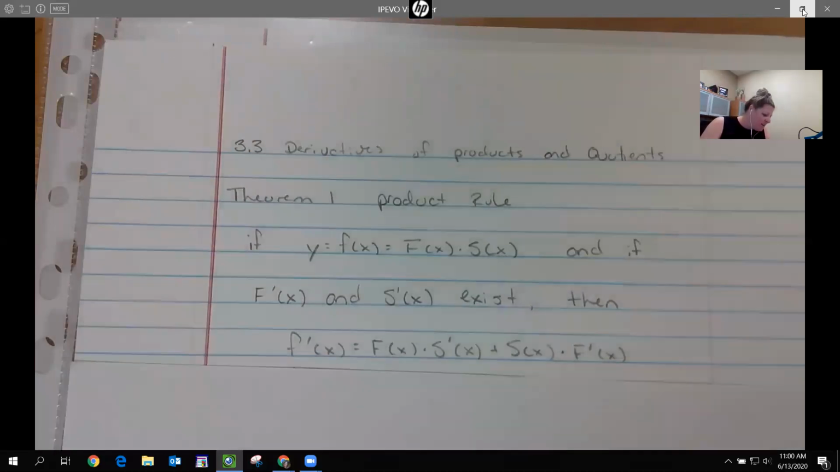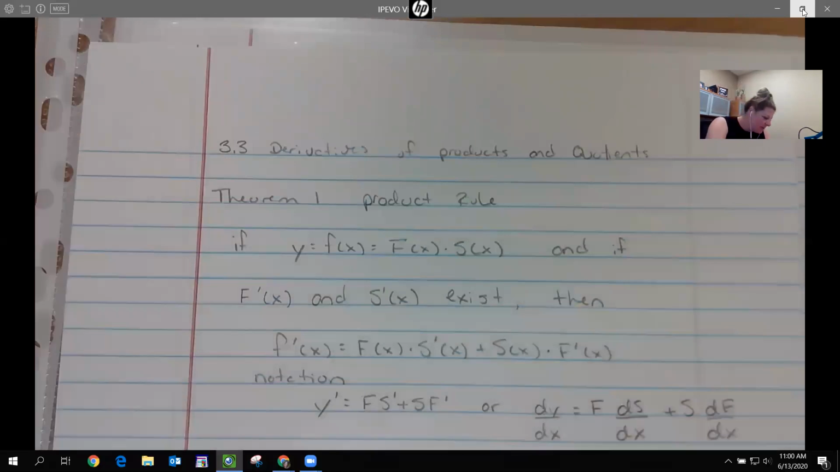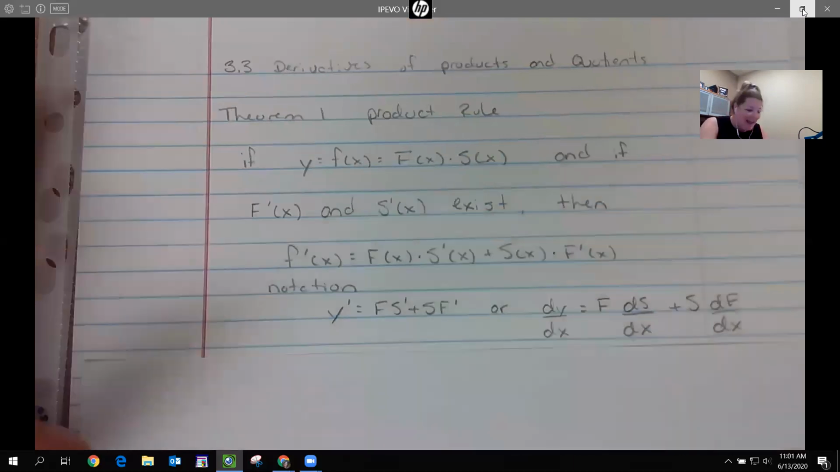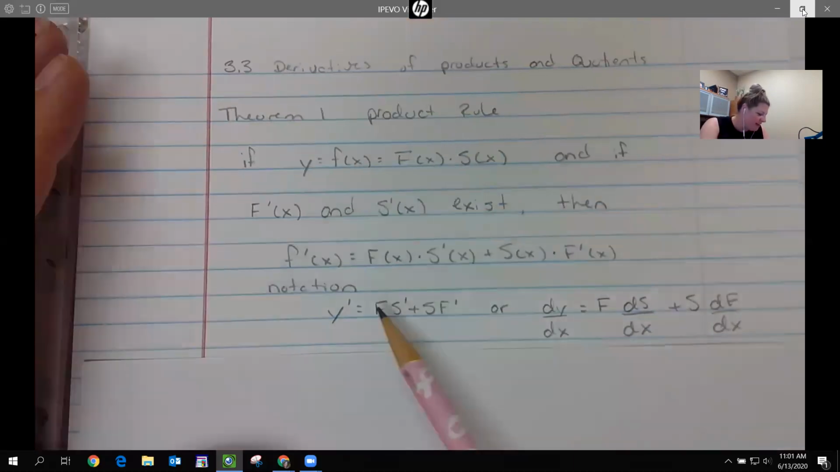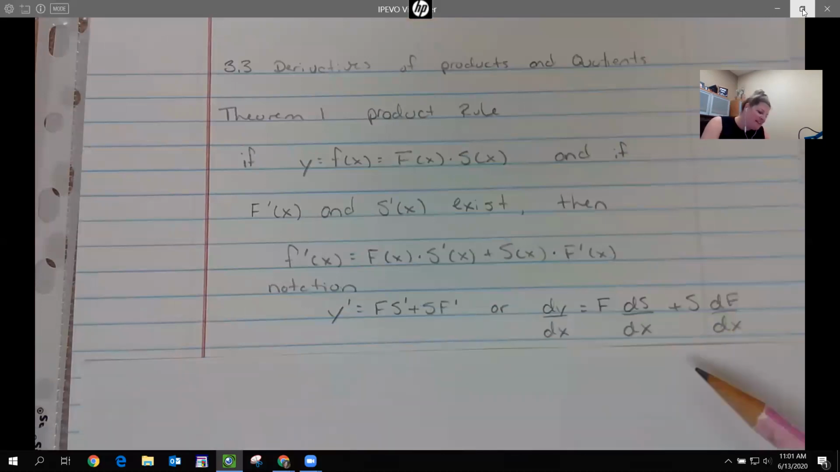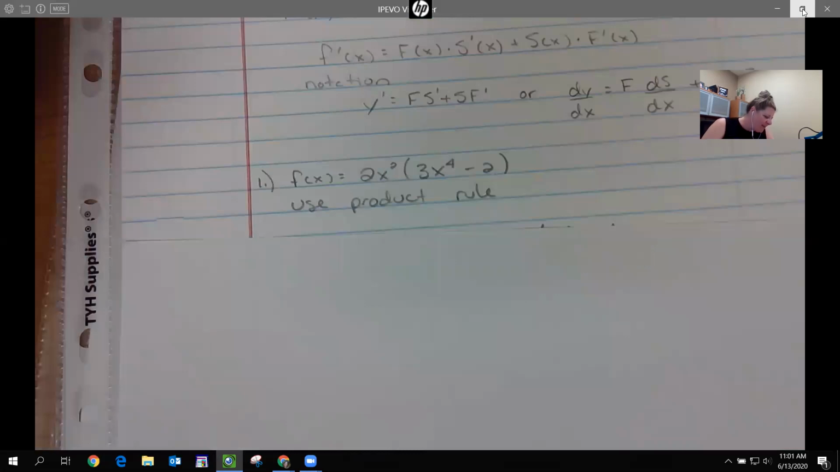All right, so we get a little lazy. Here are some other ways to write it. My favorite is this one. So y prime, I don't even want to write f of x. I can do first times derivative of the second plus second times the derivative of the first. By far, the best way to write it to me. This is another way to write the notation, but again, it's a little tricky.